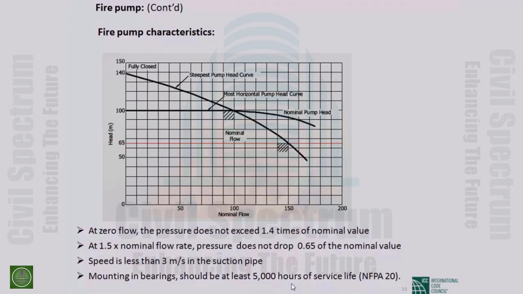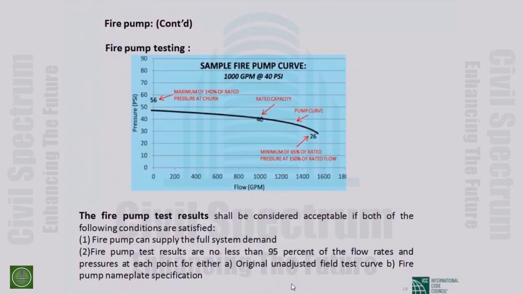Then we have some other extra criteria for the fire pump. If you procure a fire pump and you would like to test the pump, this is the criteria it must fulfill. That means when you test a fire pump after procurement, the test must match this line. That means if the rated capacity is 40, then the maximum variation is like it should be 56 and the value should be 26.